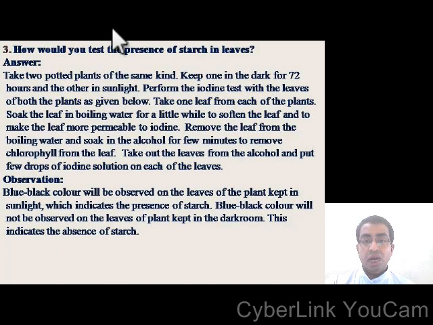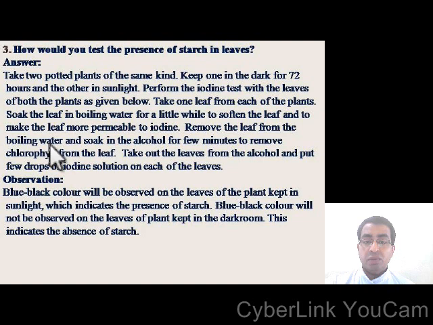Third question, how would you test the presence of starch in leaves? Answer: take two potted plants of the same kind, keep one of the pots in the dark room for 72 hours and the other in sunlight. Perform the iodine test with the leaves of both the plants as given below. Take one leaf from each of the plants, soak the leaf in boiling water for a little while to soften the leaf and to make the leaf more permeable to iodine.